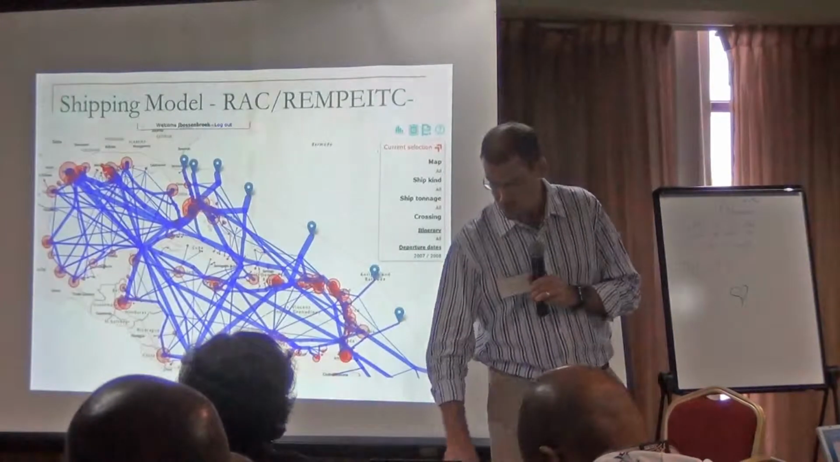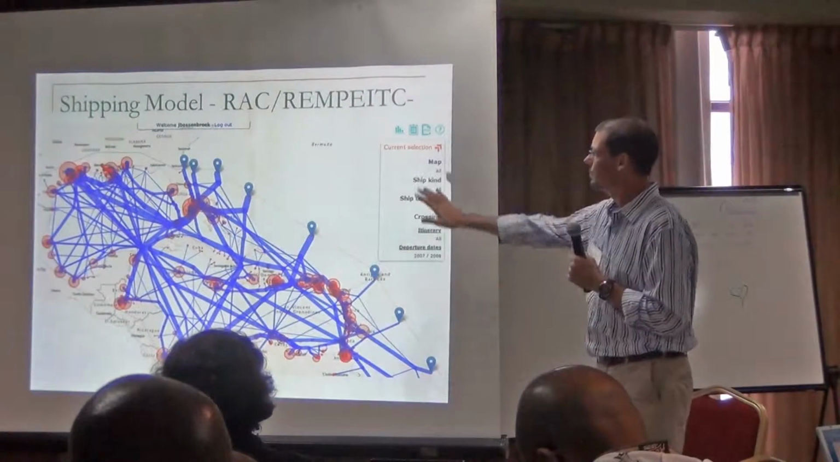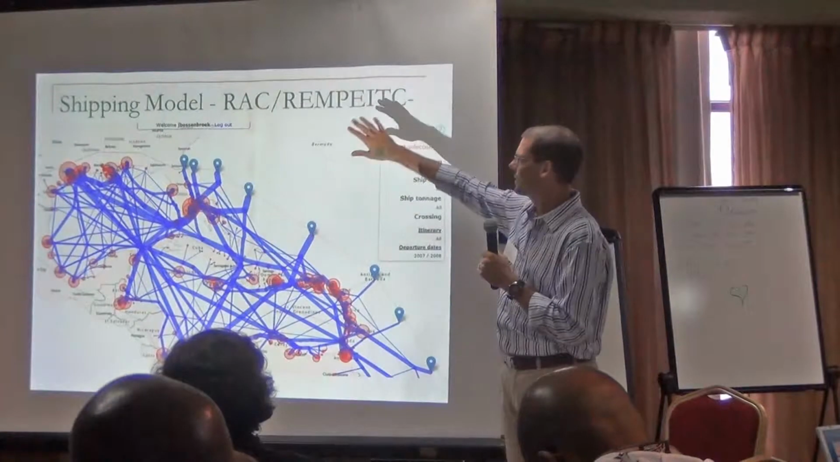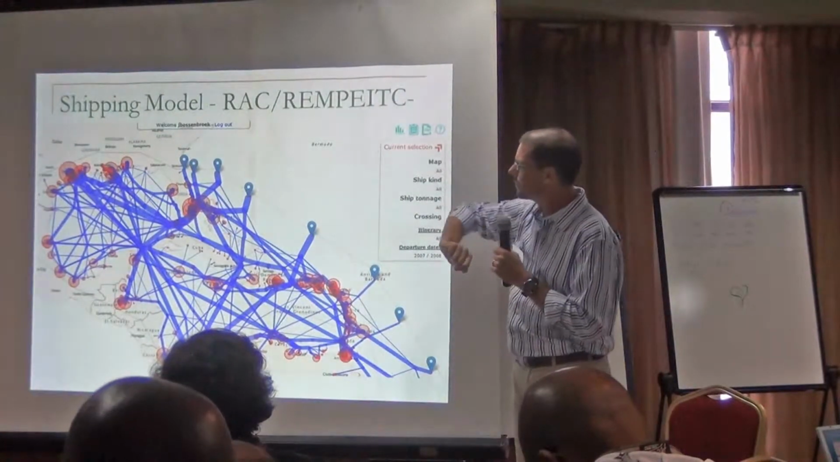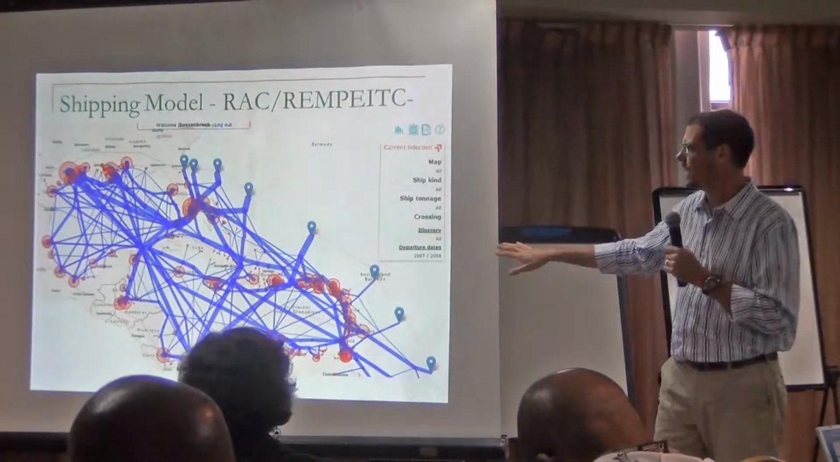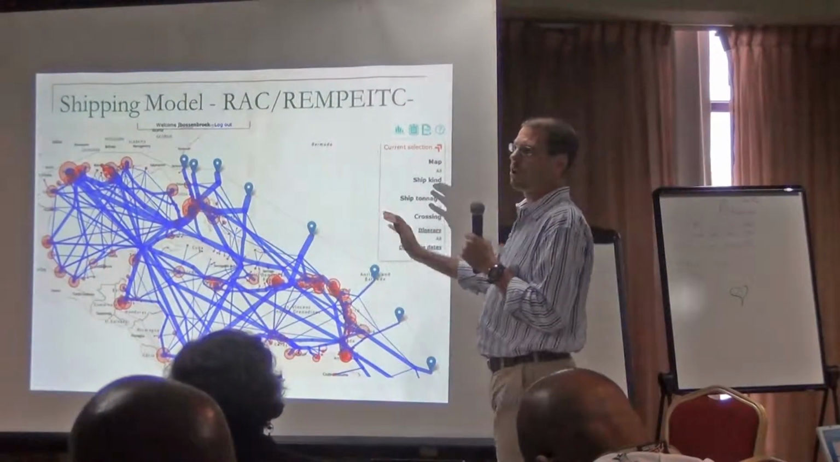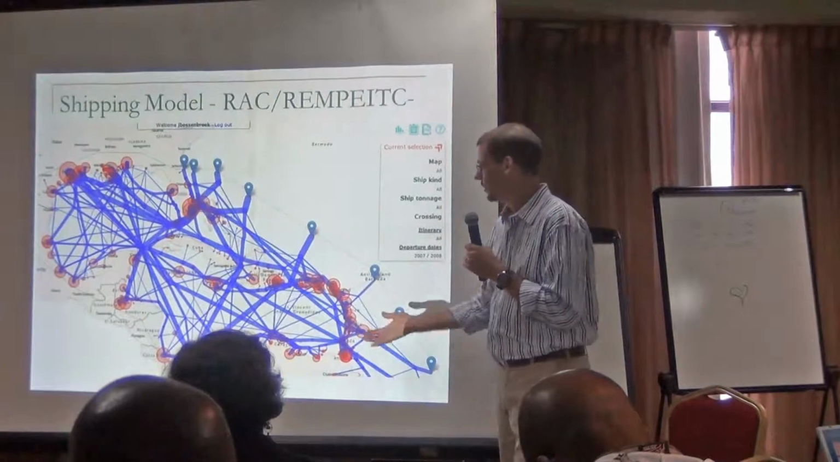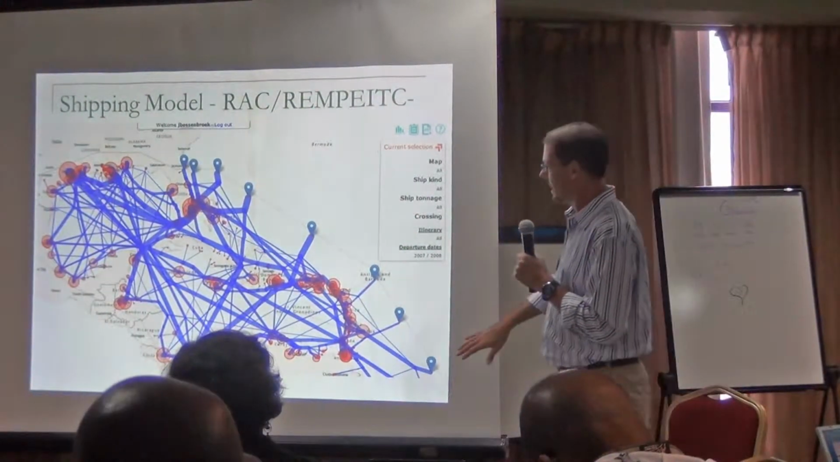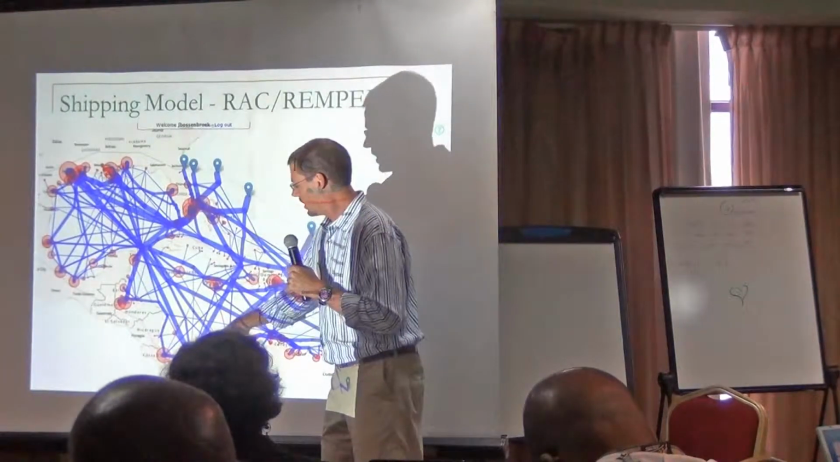For the shipping model, I got my data from a source whose acronym is spelled out in my acknowledgements, so I don't remember what all that is. But they have data, I think, for 2007 and 2008, of all the shipping traffic within the Caribbean. And it looks like these blue lines. So you have heavy traffic going through Panama.